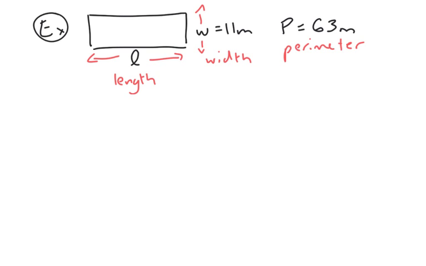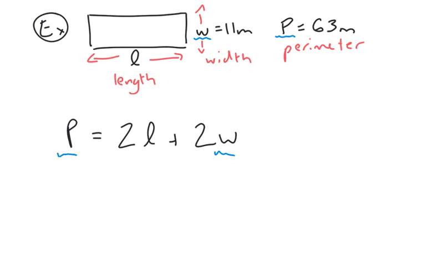There's one formula that contains all of these variables, P, W, and L, and that is the perimeter formula for a rectangle. If you don't remember, the perimeter formula is P is equal to 2 multiplied by L plus 2 multiplied by W. We know what P is equal to, and we know what W is equal to. So let's go ahead and substitute in these values.